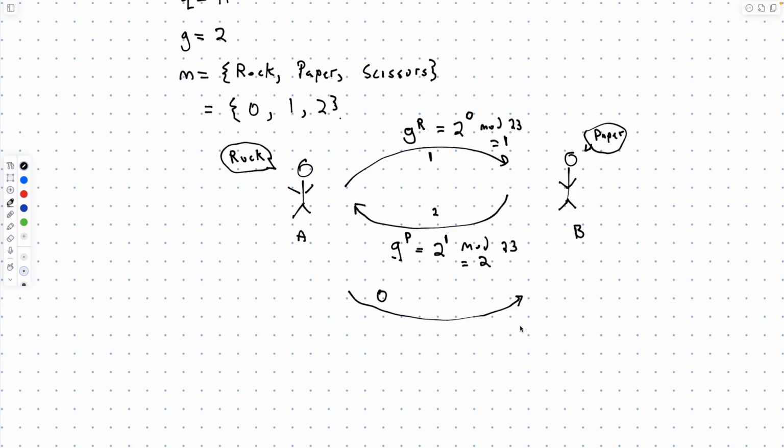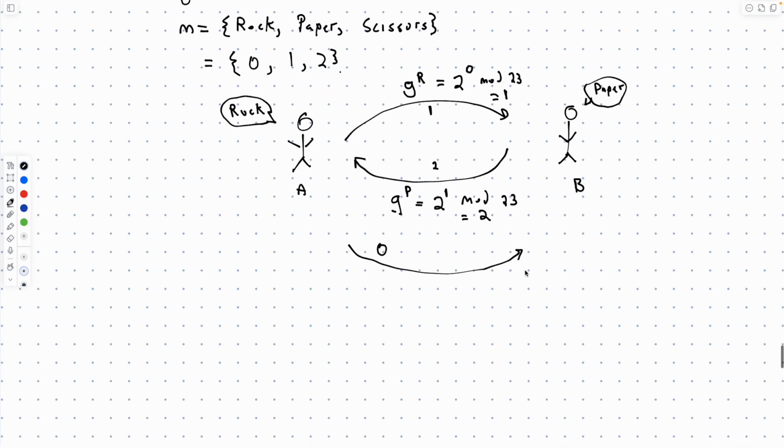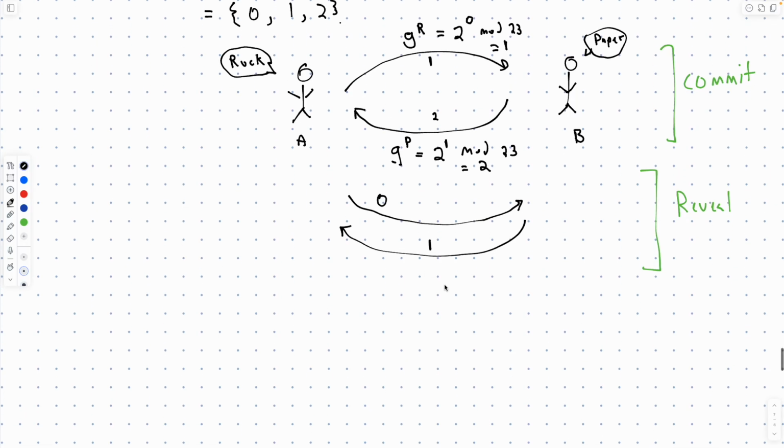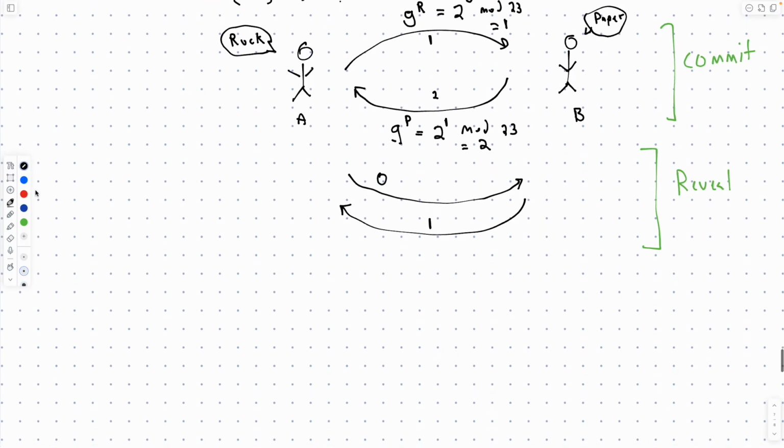And I'll write it like this. I'll write it out slightly here. So this is like, we'll call this, sometimes we refer to the phases. So we call this the commit phase. So now they're both committed. This we call the reveal phase. So Alice will reveal that she had rock, and Bob will reveal that he had paper. And then we'll have a check or verify phase.